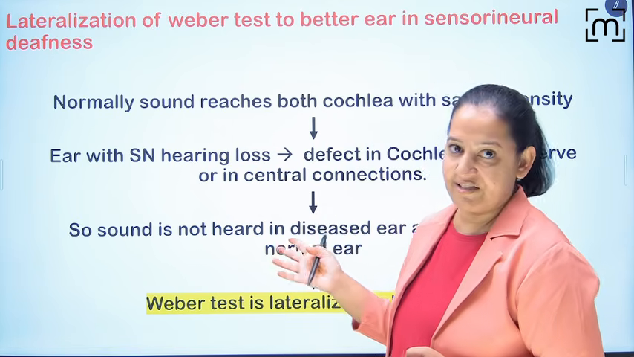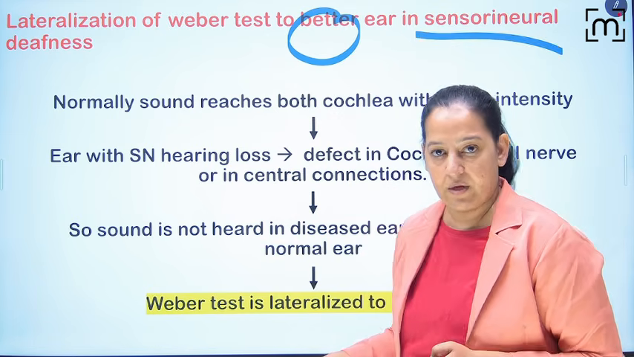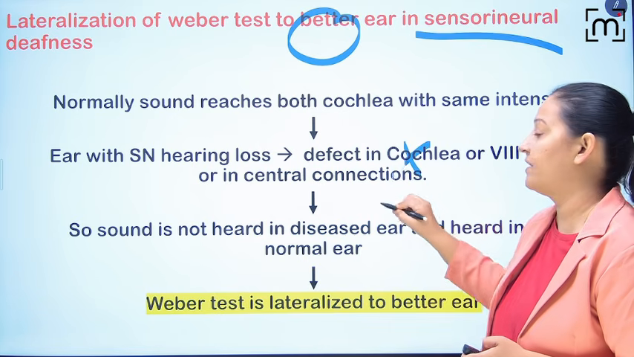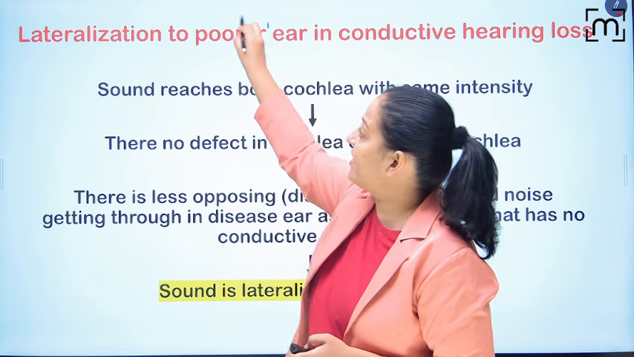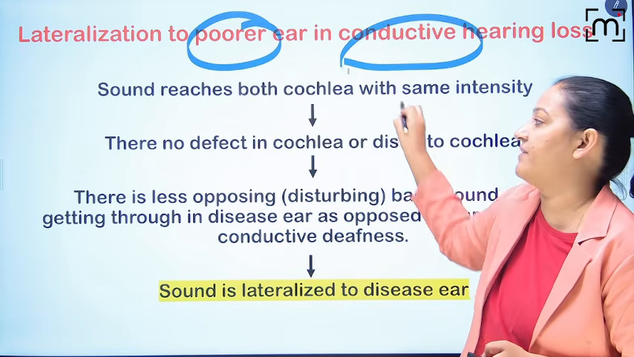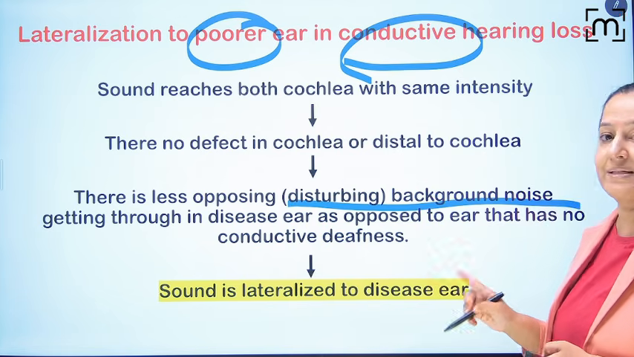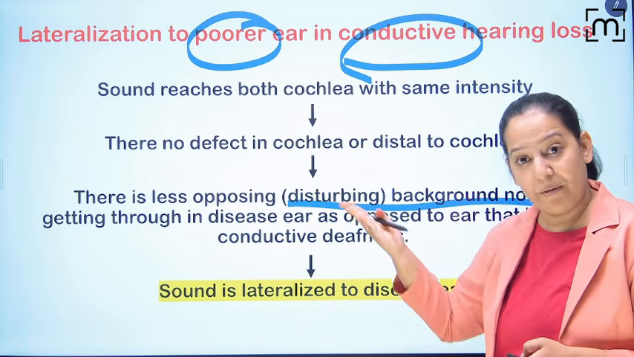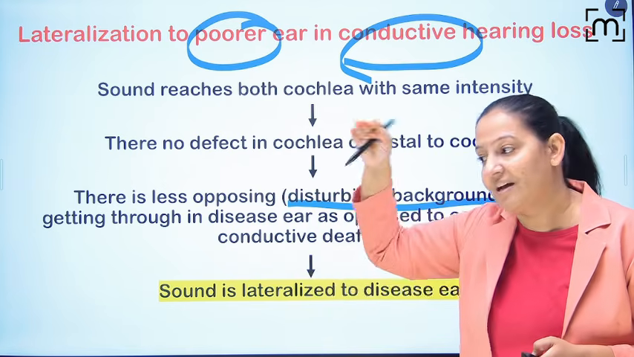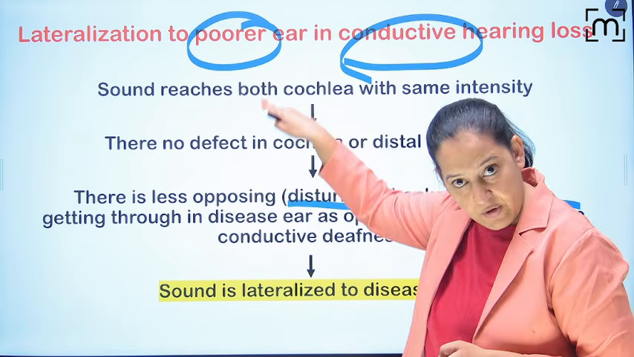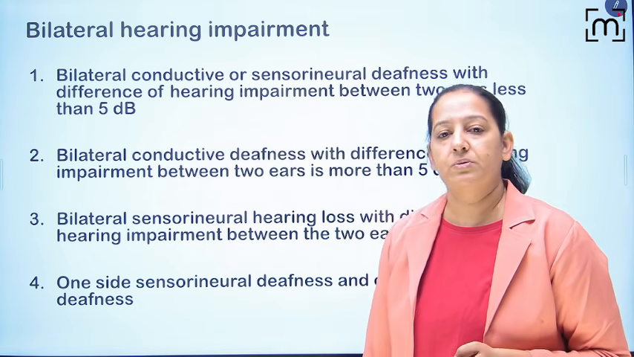Everyone got it? So here I've explained why lateralization is to the better ear in sensorineural deafness. Because one of the cochleae is not activated on the worse side, and in the better ear it is activated. And here I have explained why lateralization is to the poorer or worse ear in conductive deafness, because there is less disturbing background noise because of the wax or the conductive deafness. So vibrations are better appreciated in the diseased ear, the worse ear, the poorer ear. So this is how you have to explain. Whatever I have explained, you have to write down in the form of a flow chart. I will share the notes, take the printout. So this is what we have learned.